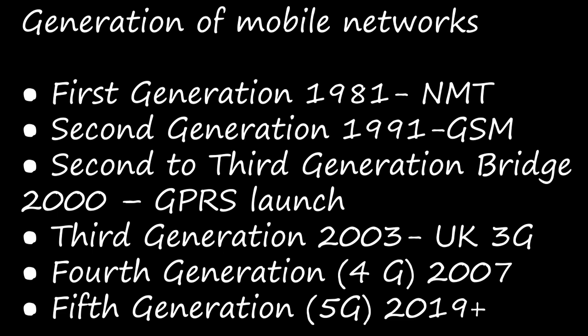GPRS, we all know, General Packet Radio Service, right? And the next one, third generation 3G, came in the year 2003, that is the UK 3G launch, right? Next is 4G, the fourth generation, in the year 2007, and now it's almost done, right? 5G, the fifth generation, came only after 2019, right?